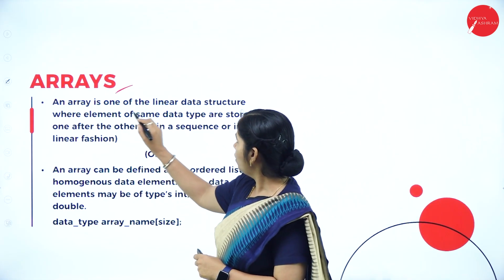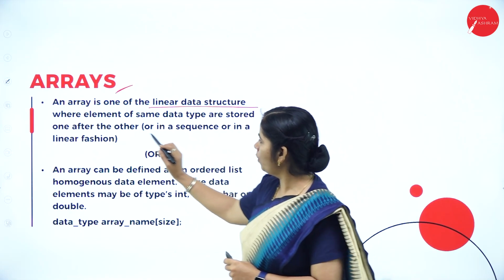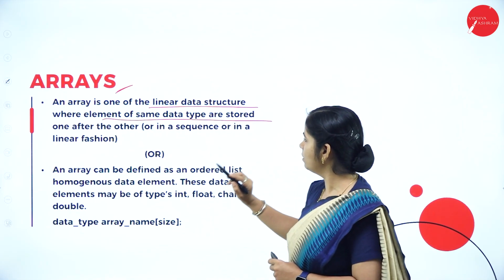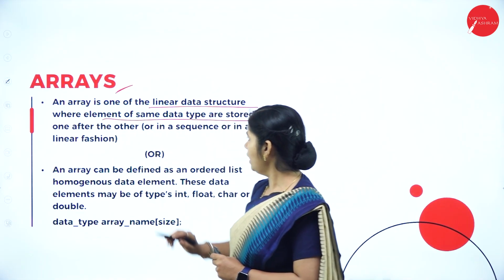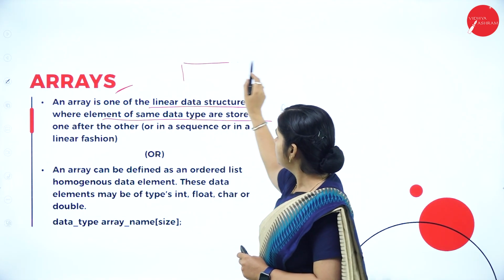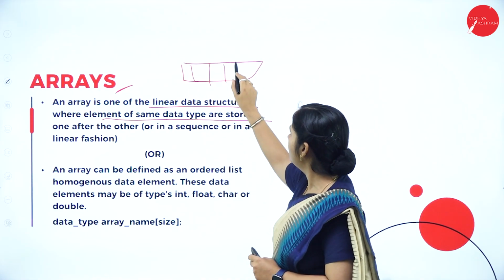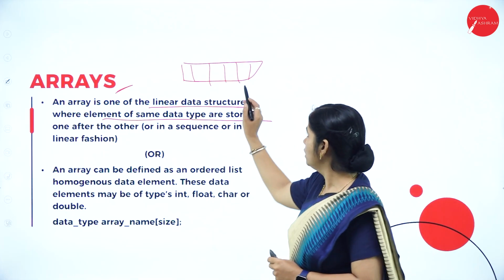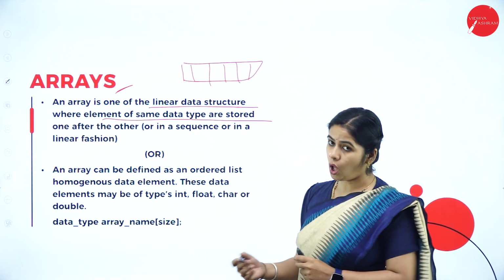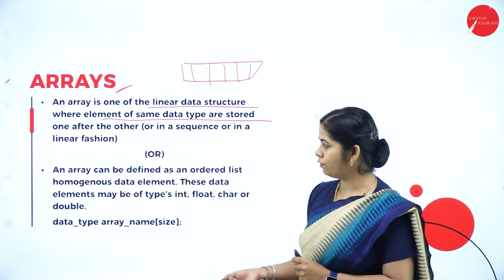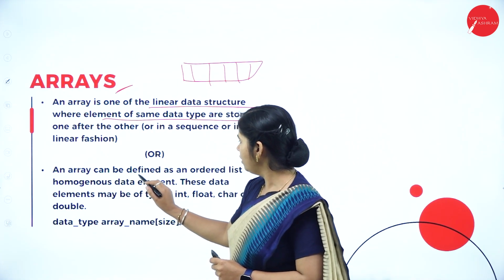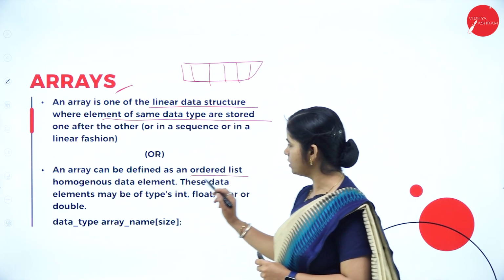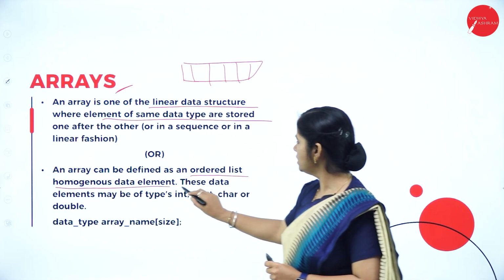The array is one of the linear data structures where the elements of the same data type are stored one after the other. Linear means obviously it will be stored one after the other. This is a representation of an array. Or you can give one more definition for the array. An array can be defined as an ordered list of homogeneous data elements.